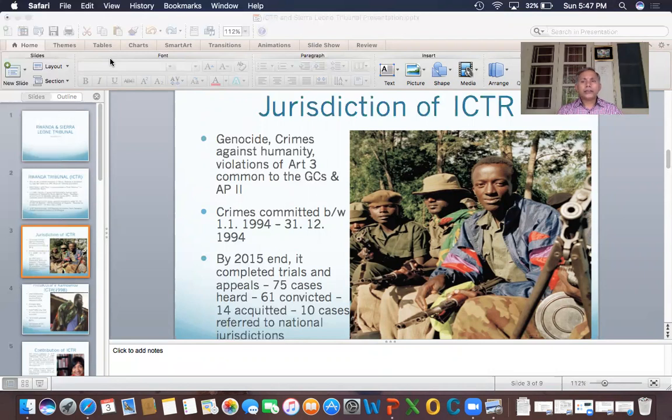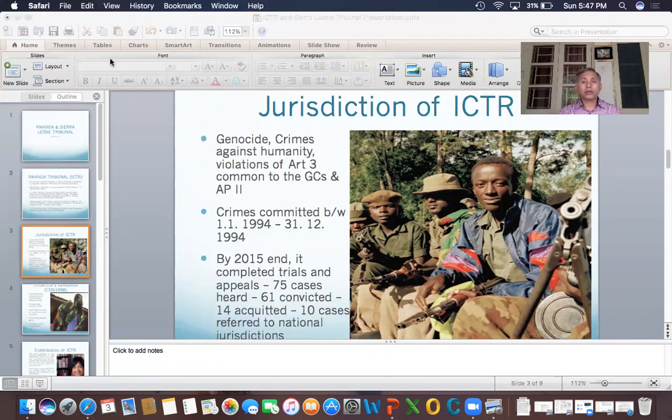So you see that this tribunal, which was established in the mid 1990s, continued till just 5 years back. So at the end of 2015, it was functioning. Almost 20 years it functioned, and in 20 years it completed trials and appeals in 75 cases. So it's not a very bad kind of track record. And out of 75 cases which it heard, 61 people were convicted and 14 acquitted.